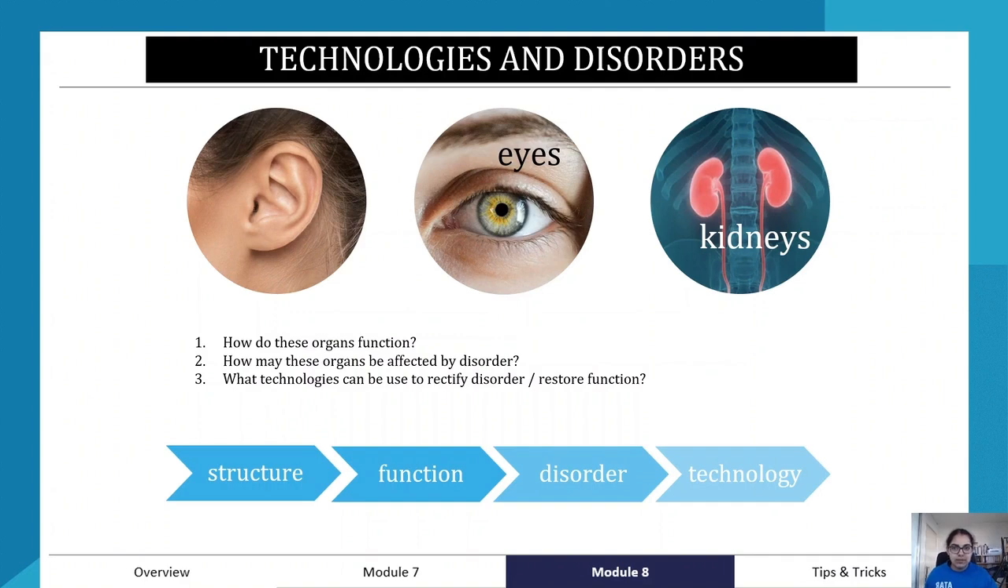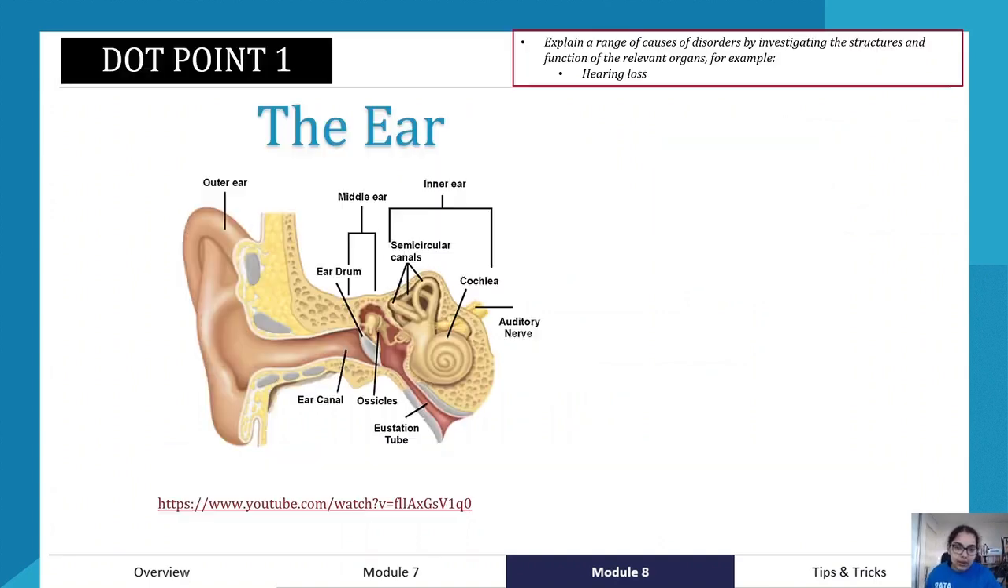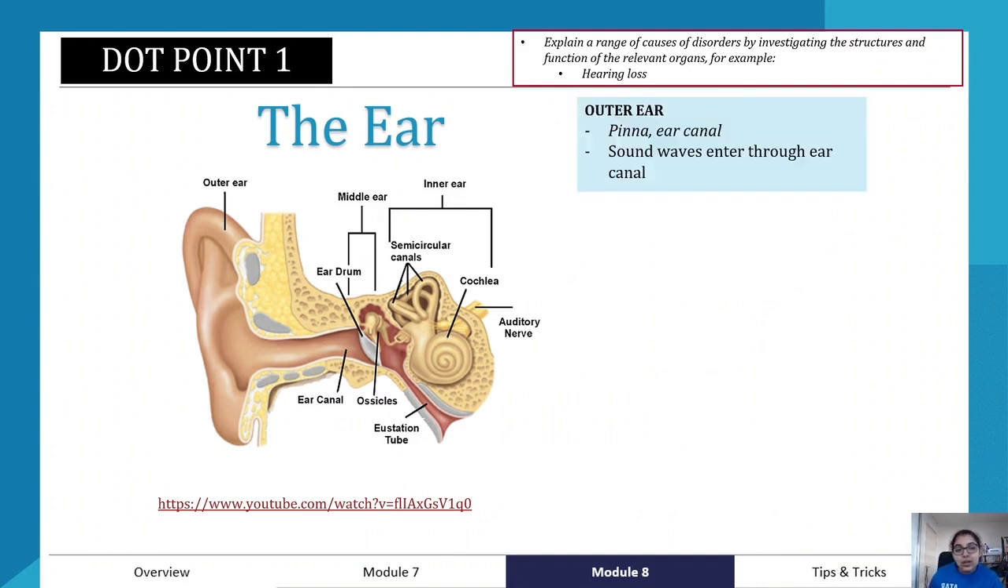It's that progression. This part of the syllabus really requires you to know the structures of the eyes and ears in a lot of detail, because you should be able to link the structure to the function. How is it functioning? And then from there, how has the disorder been caused and how will the technology rectify that? So the important structures here are firstly the outer ear, which includes the pinna and the ear canal, and this is how sound waves are entering the ear.